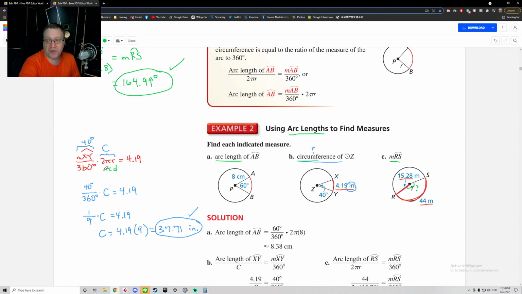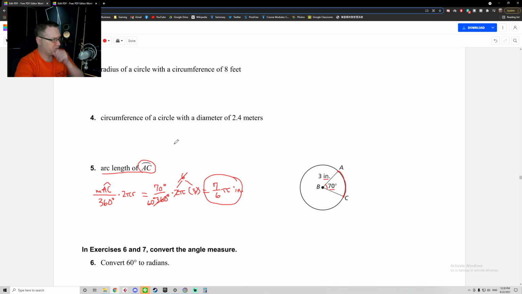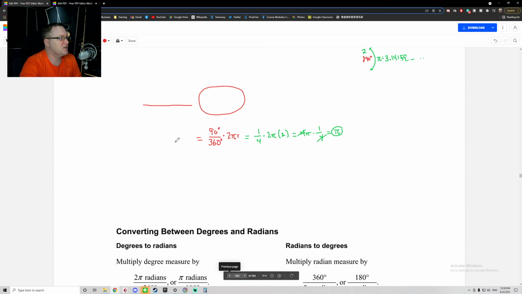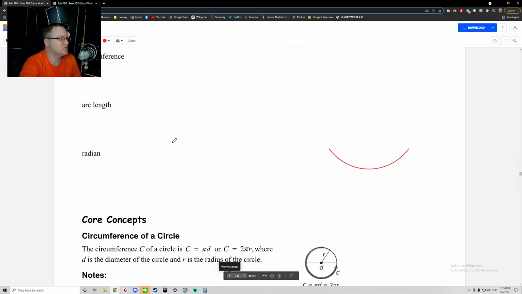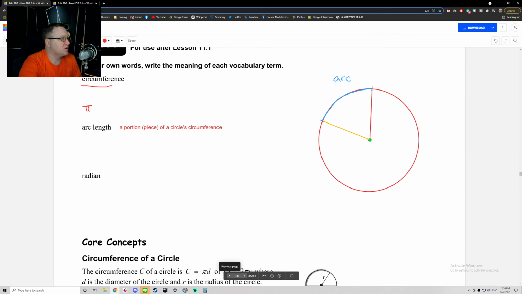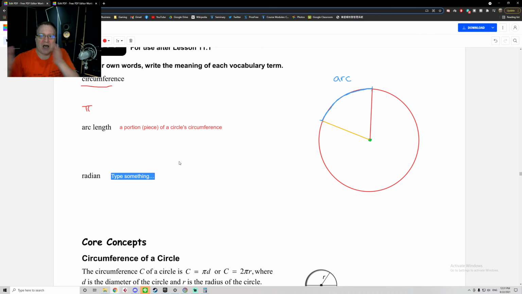Now we're going to learn one more thing today. We also need to learn what is a radian. So we're going to do one more definition. So what is a radian? Well, a radian is just a way of measuring angles. It's just a unit. If I want to measure how long something is, I could use centimeters or meters, or I could use feet or inches, or there are many different units.